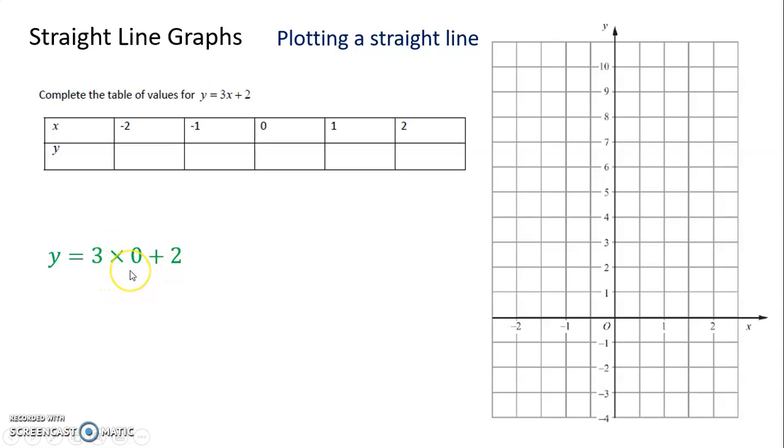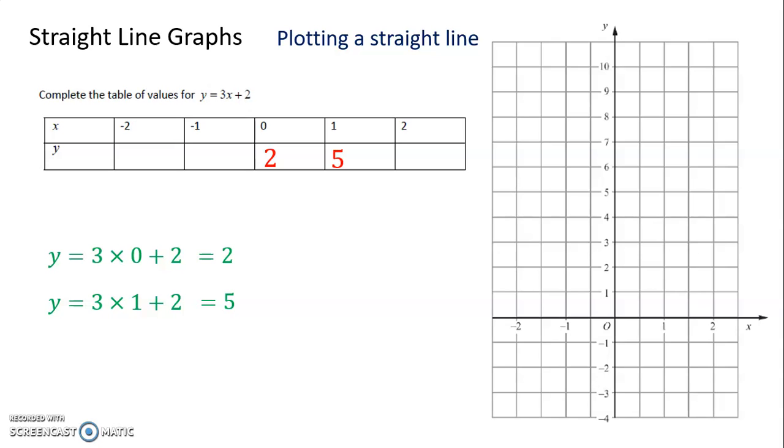So 3 multiplied by 0 is 0, add 2 is 2. So that goes into my table. Then when x is 1, I'm going to have y equals 3 times 1, add 2. 3 times 1 is 3, and then when I add 2 to that, it will give me 5. So that goes into my table.